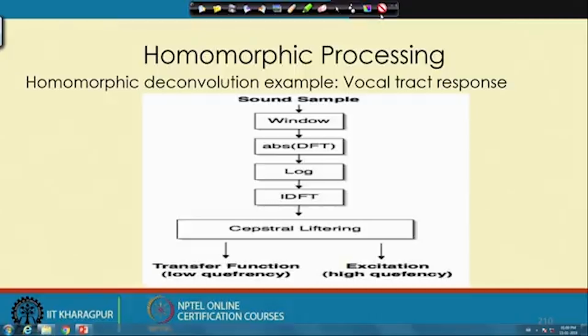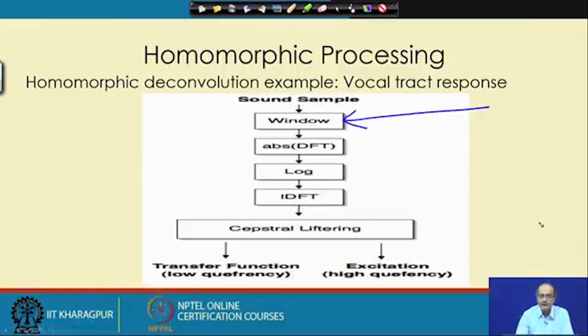Next, we go for the Fourier transform, and we have taken the absolute value of it. Then we take the logarithm, and then it passes through the inverse Fourier transform. For an efficient implementation of the Fourier transform and inverse Fourier transform, we have used the DFT and IDFT, and then we get the spectrum.